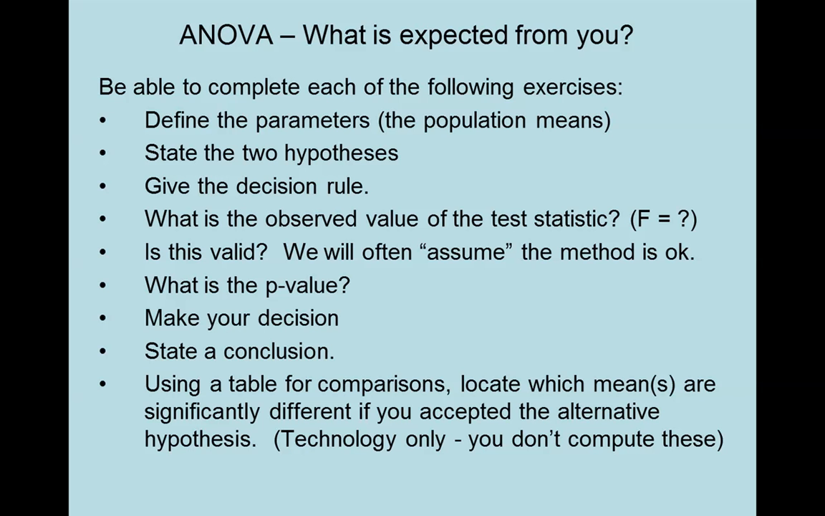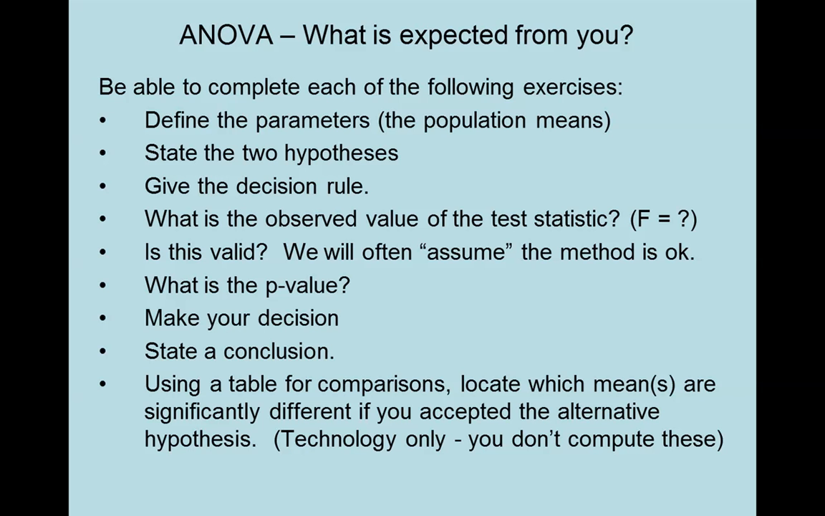A lot of times we're going to just assume the method is valid, but really the idea is you have independent samples collected from each of your different factor levels or groups, populations that you're comparing. What is your p-value? Then you make your decision about whether you reject the null hypothesis or fail to reject the null hypothesis, and then state your conclusion. Either there is or is not evidence that there are differences among at least two of the population means, or not all the means are the same.